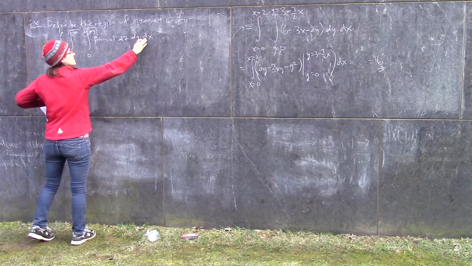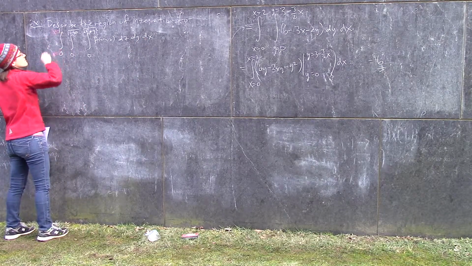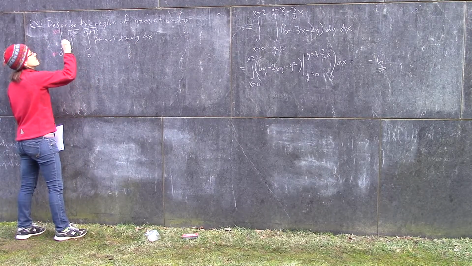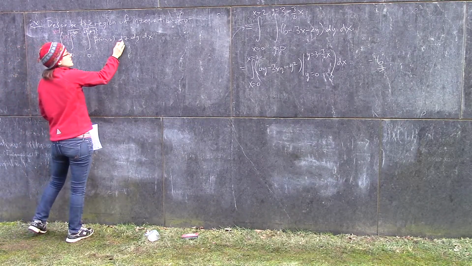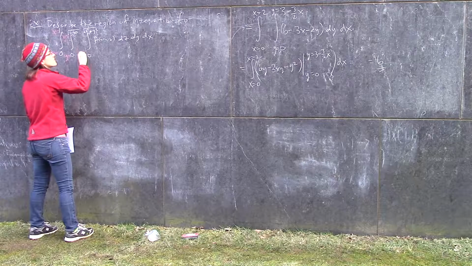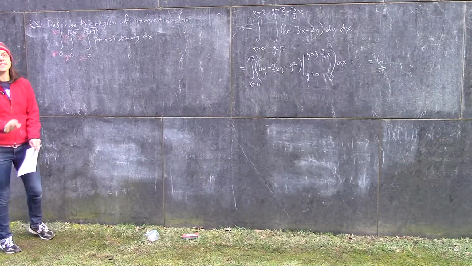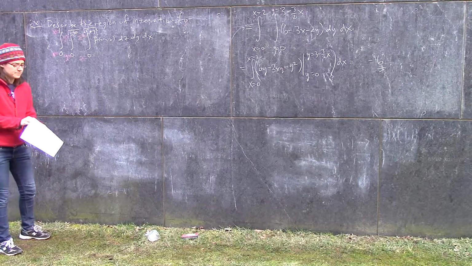So the outer integral is x, so we're going from x equals 0 up to x equals 1. The middle one is y, so we're going from y equals 0 up to y equals root 1 minus x squared. And the inner integral is z, so we're going from z equals 0 up to z equals square root of x squared plus y squared. Okay, now we have some chance of ever figuring out what's going on.